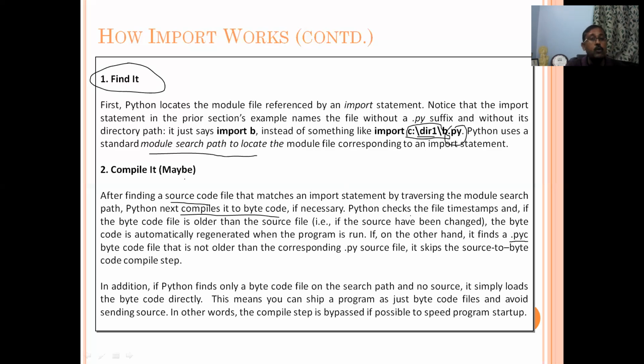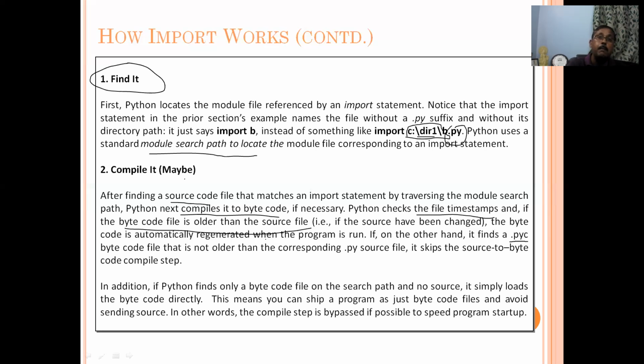But before it compiles, it does one very important thing. It checks the file timestamps: the timestamp of the source code file as well as the timestamp of the bytecode file, the pyc file. So the py file and the pyc file. In case the bytecode file is older than the source code file, that means the source code has been changed after the last compilation was done. Only then is the compilation repeated, or a recompile done, right?